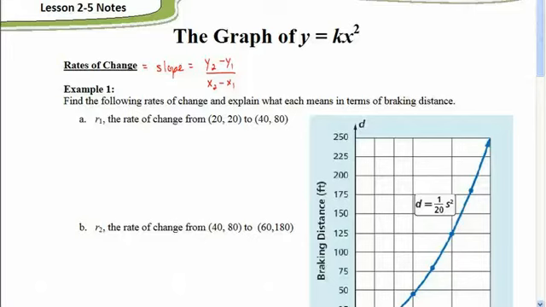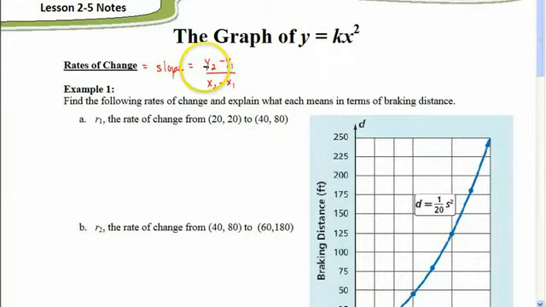In this lesson, lesson 2.5, we're going to be looking at the graph of y equals k times x squared. But before we do that, let's start out this section by talking about rate of change. Remember, rate of change is the same as slope. That's something that we talked about in the previous section. But in the previous section, we looked at y equals k times x. We were looking at straight lines.